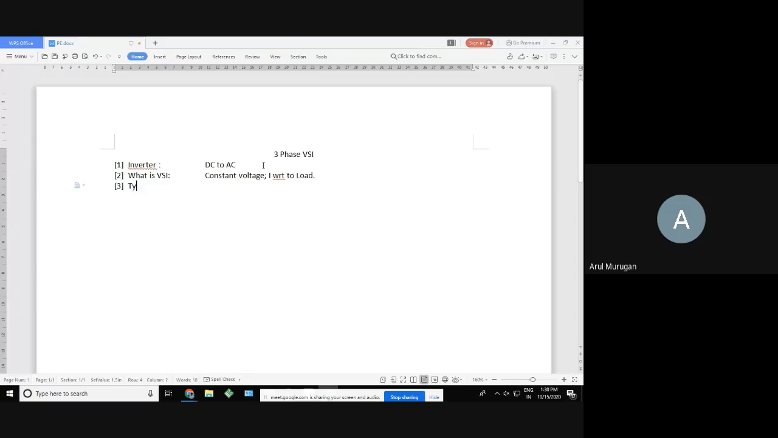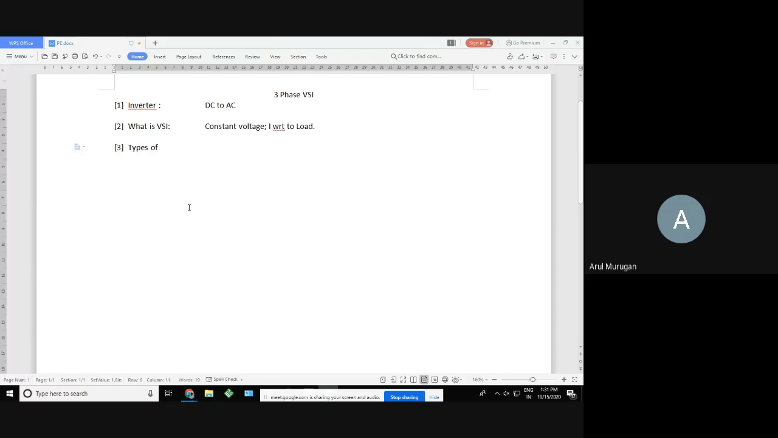Okay. The next one: types of three-phase voltage source inverter. What are the types? It is classified based on the conduction mode into two types. One is the 180-degree mode, and the other is the 120-degree mode. These are the two modes.